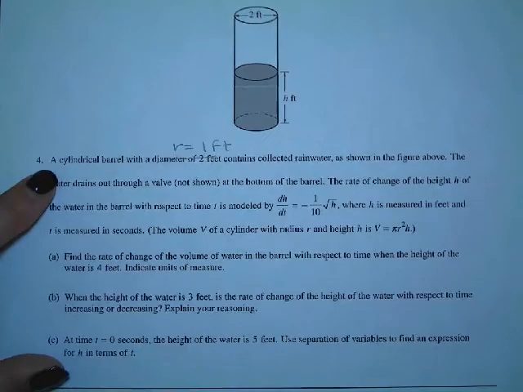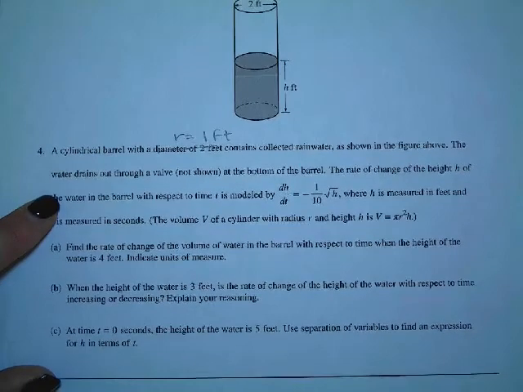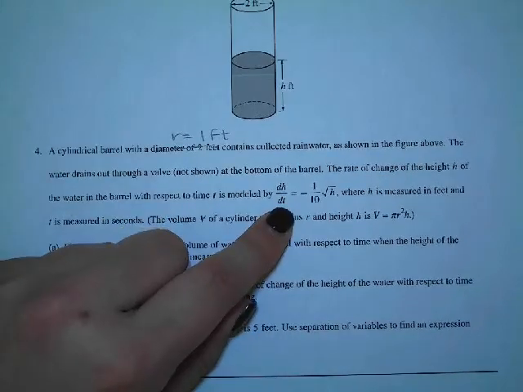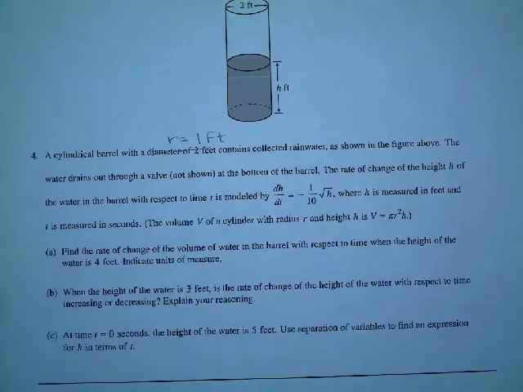The water drains out through a valve that's not shown. The rate of change of the height is measured this way. So the rate of change of the height is in terms of the height, where h is measured in feet and t is measured in seconds. Find the rate of change of the volume of water in the barrel with respect to time.